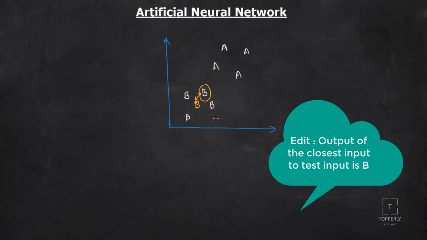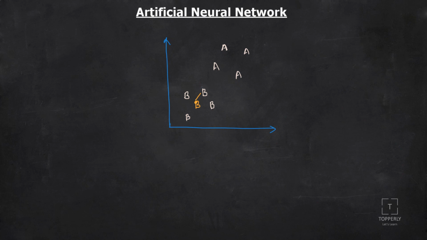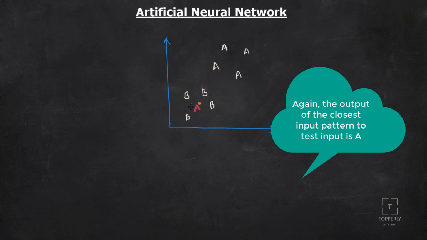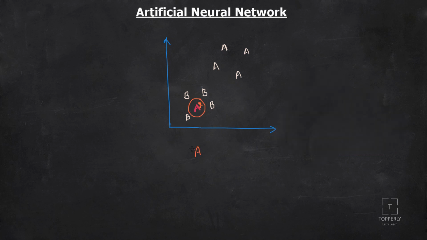But here's a drawback. Suppose there was an error while we fed the data into the neural network, and accidentally we got one of the inputs over here classified into A. But we know that this is a false output and the correct output should be B. And now consider the old situation again. We have a test input over here. Now the closest input pattern to this test input is A, right? So the algorithm will classify the test input into class A, but we know that this is wrong, right?